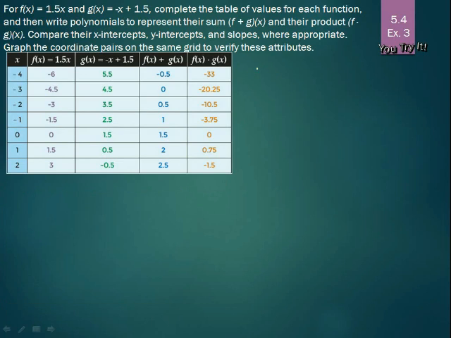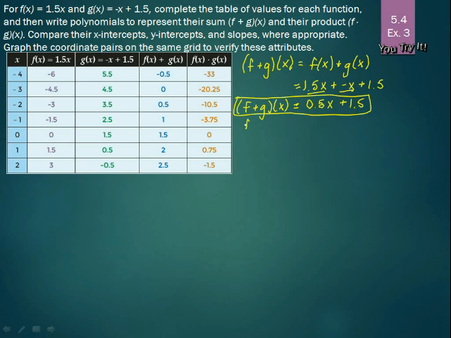Now we can write polynomials to represent the sum and the product function. First we have f plus g of x, and we know that will be equal to f of x plus g of x. Then we can plug in the actual functions: 1 and 5/10 x plus negative x plus 1 and 5/10. Adding together like terms, 1 and 5/10 x plus negative x equals 5/10 x, and then we still have the 1 and 5/10.